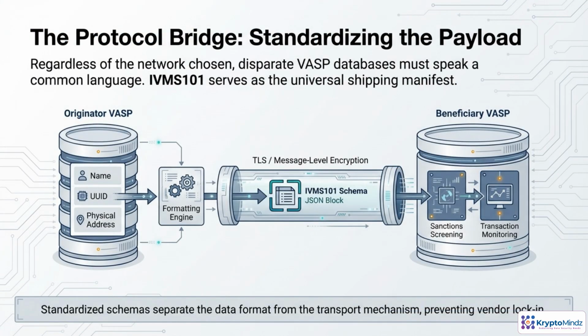To make the travel rule work globally, VASPs first have to agree on what the payload looks like, before worrying about which network carries it. That's the role of IVMS101. Think of it as a universal shipping manifest. Every originator and beneficiary is described using the same fields in the same structure. NovaX's system maps its internal customer data into this schema, wraps it in encryption, and sends it on. The receiving VASP can then automatically plug that standardized JSON into screening and monitoring tools without custom integrations each time.